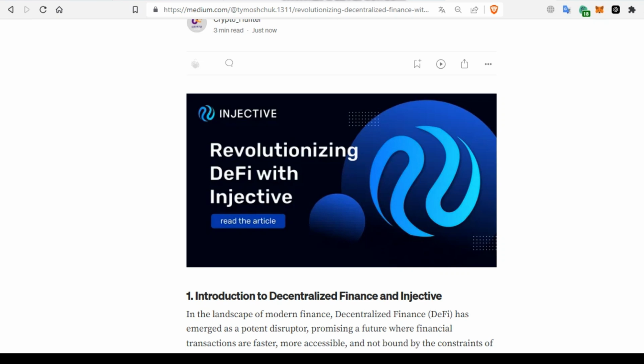Hello guys, in the landscape of modern finance, DeFi has emerged as a potent disruptor, promising a future where financial transactions are faster, more accessible and not bound by the constraints of traditional financial institutions. By enabling direct peer-to-peer transactions, DeFi has the potential to democratize finance on a global scale.